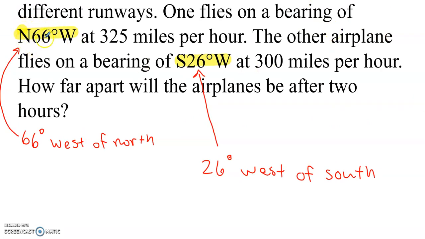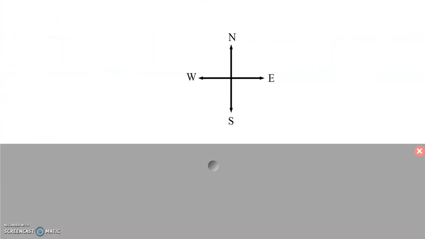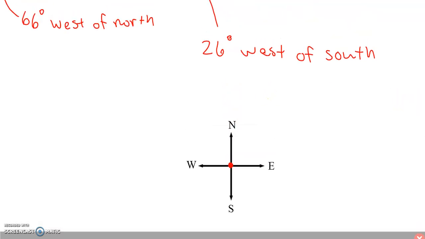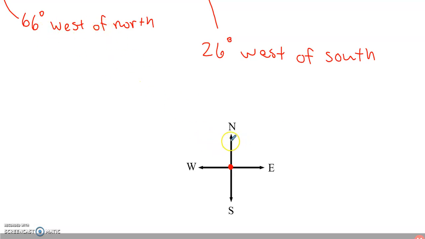So this first plane is flying north 66 degrees west. That's 66 degrees west of north. Here's what that means. It leaves this point right here. North would be in this direction. It's traveling 66 degrees west of north, so from north towards west, 66 degrees. So this is the path that it's flying on, right there. This is a path of north 66 degrees west.